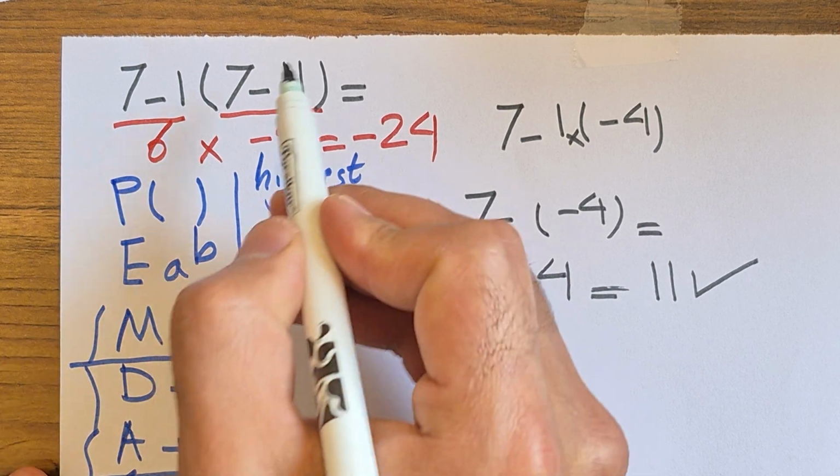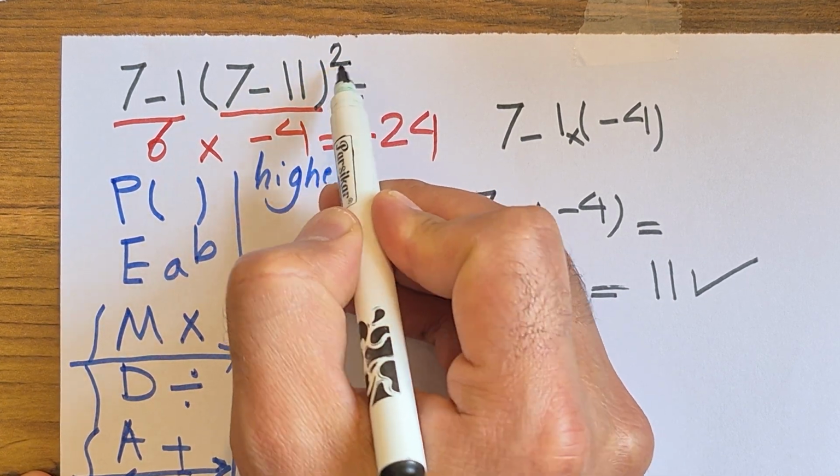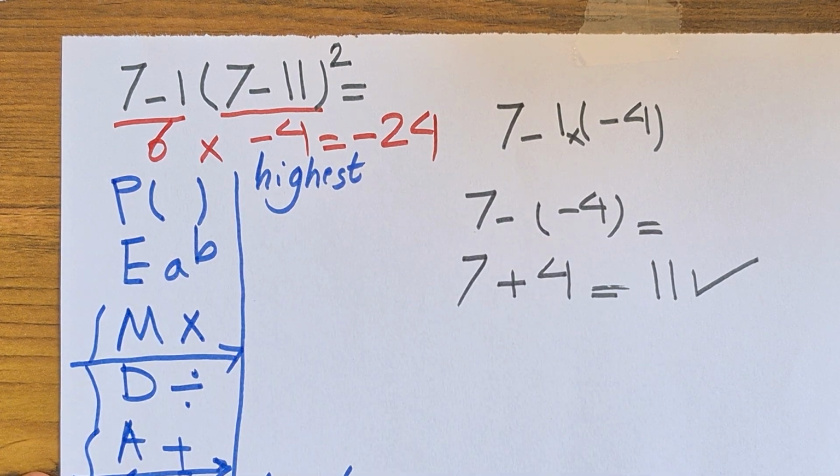And as your homework, what would the answer be if the whole parentheses was squared?